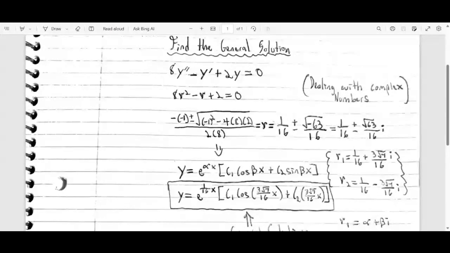So hold on. Hold your horses, Christian. So you're saying you let y prime be r, right? So if y prime is r, the second derivative is r squared?